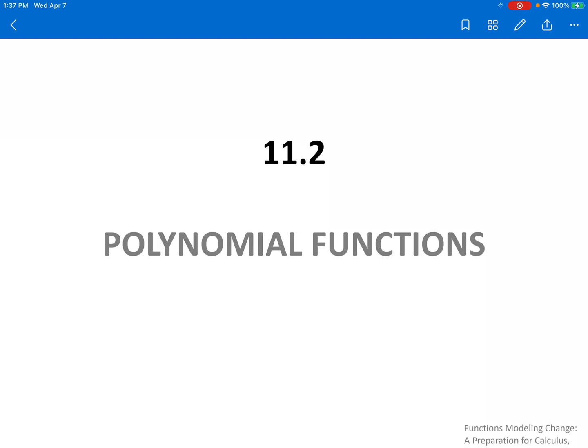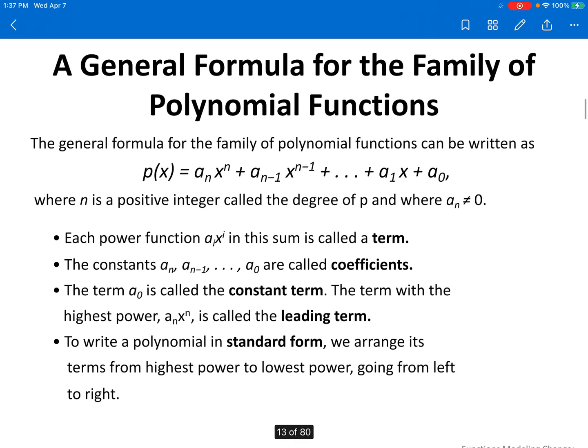Today's lesson is on polynomial functions, and these go right along with the power functions that we have done previously. So the general formula for the family of polynomial functions is given by the following: a sub n times x to the n, plus a sub n minus 1 times x to the n minus 1, plus, eventually, we get to a sub 1 x plus a sub 0.